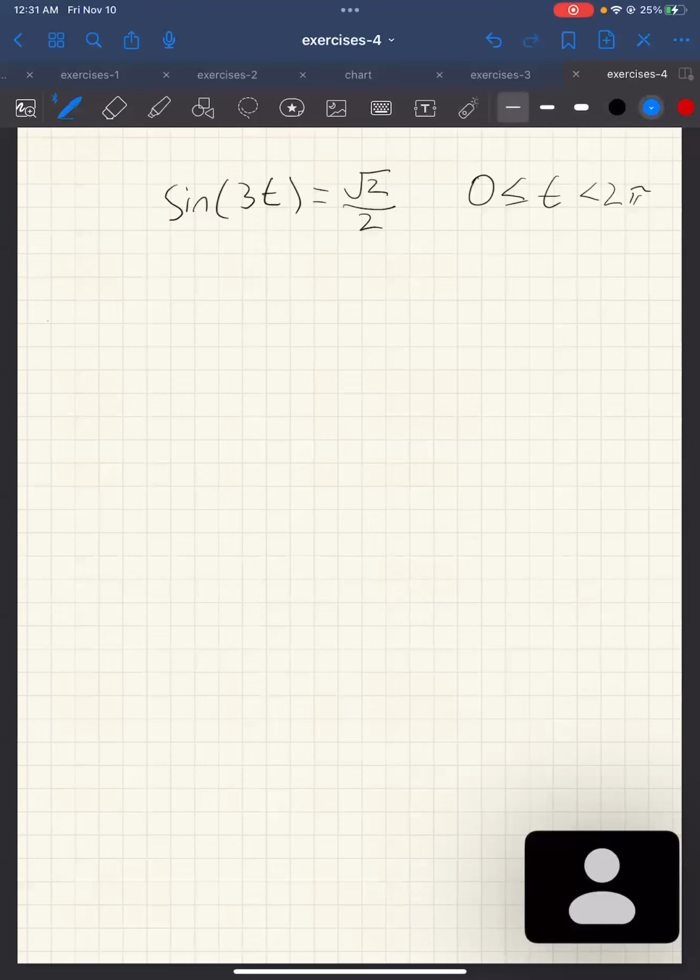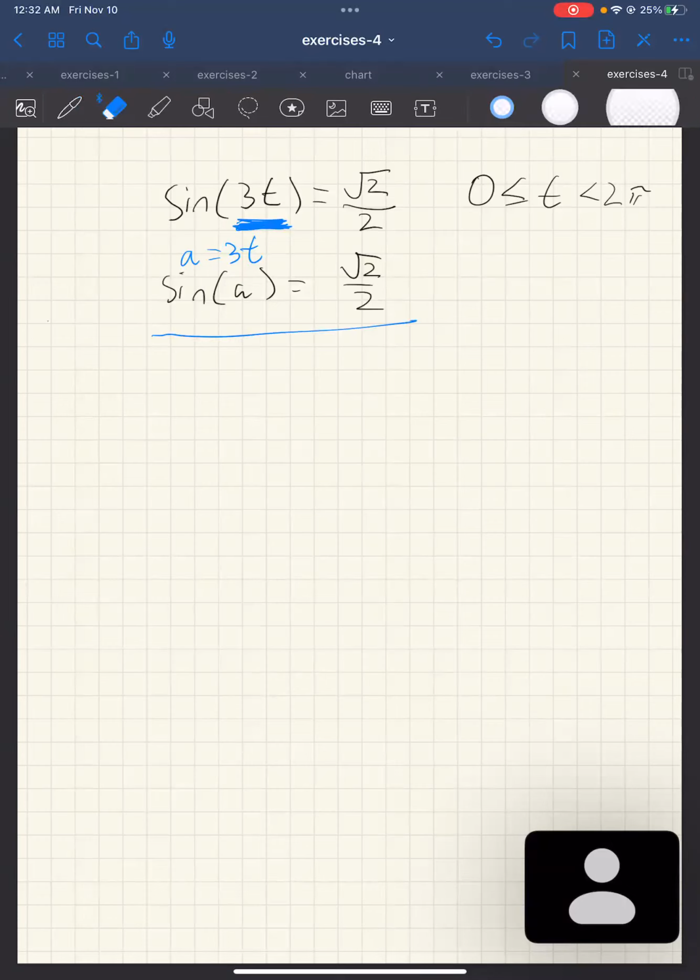Now, this looks a lot like what we've done before, but there's something wrong with the inside. There's something going on here. Normally, we were used to just something like sine of a is equal to root 2 over 2, and we were able to solve that. Well, there's nothing stopping us from just doing this substitution, saying, well, let a be equal to 3t. Now it's a problem that looks a lot like the stuff that we're used to solving.